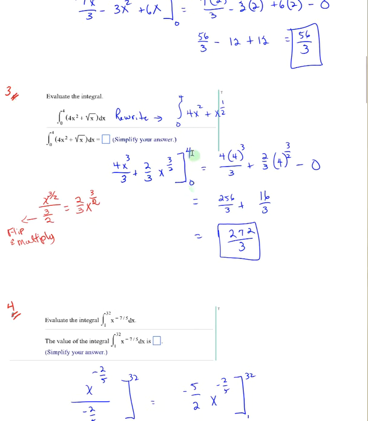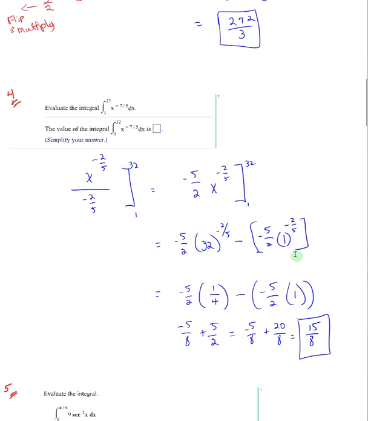So that's where we are with this. Evaluated from 0 to 4. Plug in, and your 0 is going to make all this go away this time. So when you're plugging in 4 times 4 cubed over 3, we get this. 2/3 times 4 to the 3/2. Well, 4 to the 3/2 is the square root of 4, which is 2, to the 3rd power is 8. So 2/3 times 8 is 16/3. We're just going to add those two numerators over 3, and there's our answer. Let's go to number 4.